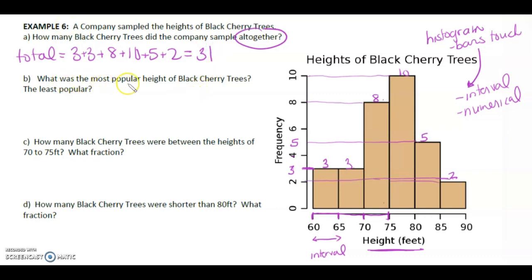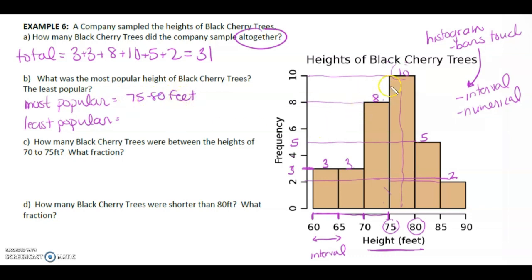Okay. What was the most popular height of black cherry trees and the least popular? Okay, so I'm going to say most popular and then least popular. And then I'm going to look at the bars. Well, the tallest bar is going to be the most popular with the frequency of 10, and that is going to be 70 to 80. Sorry, 75 to 80 feet. Now, the least popular is going to be the shortest, or the least frequency, which is going to be this one here, 85 to 90 feet.